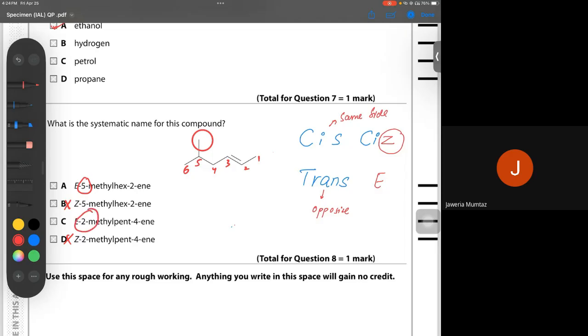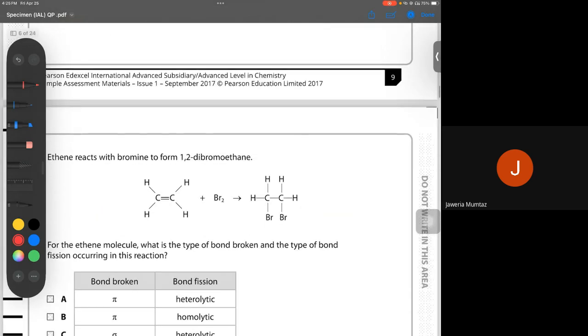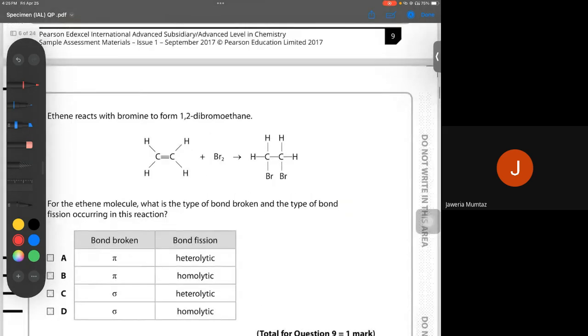It's 2 methyl. C is wrong. A is your correct option. It's very easy. It's a baby question. Okay. Yep, A is correct. Good. Now you can see question number 9.